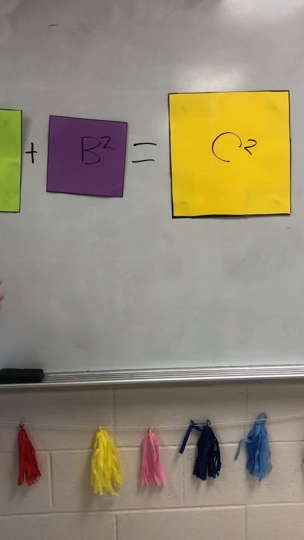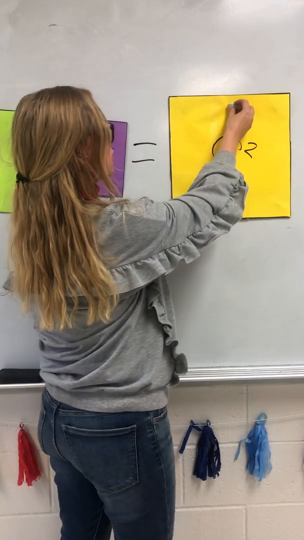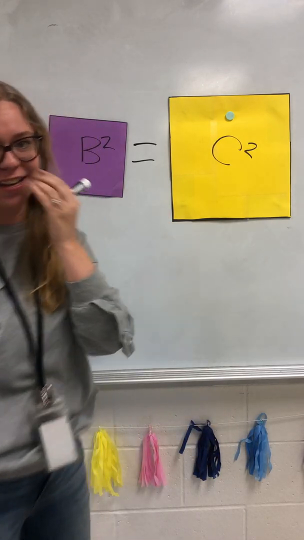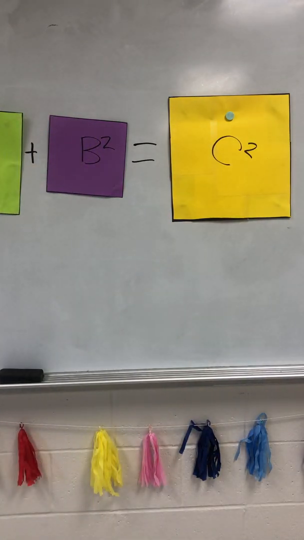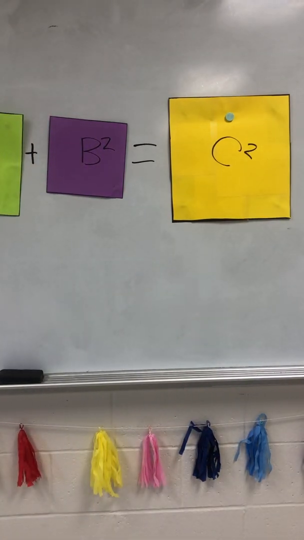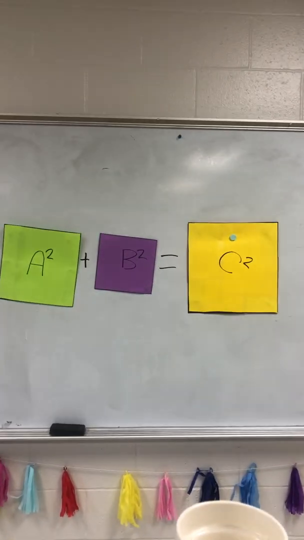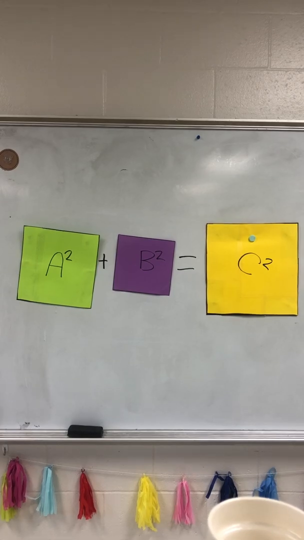If you're learning from home, you might see like this is moving. This is a joke in class too. But I had to do this to get it to stay. So a squared plus b squared makes c squared.